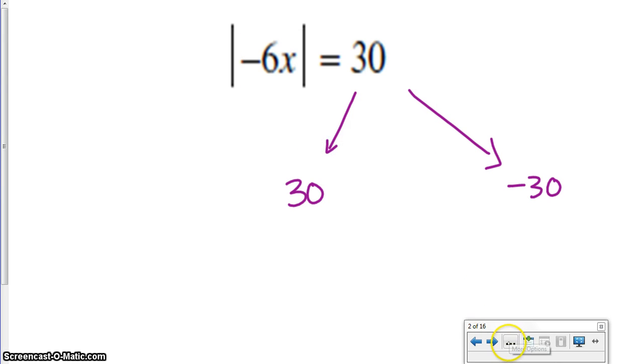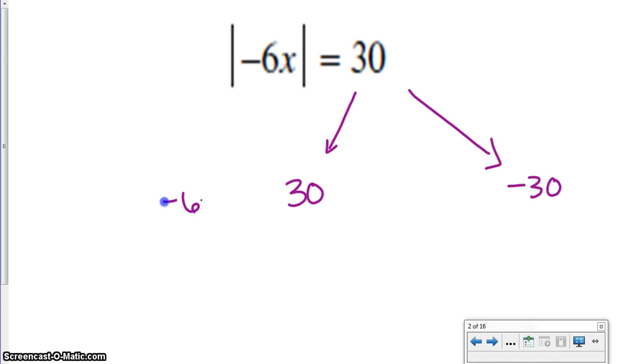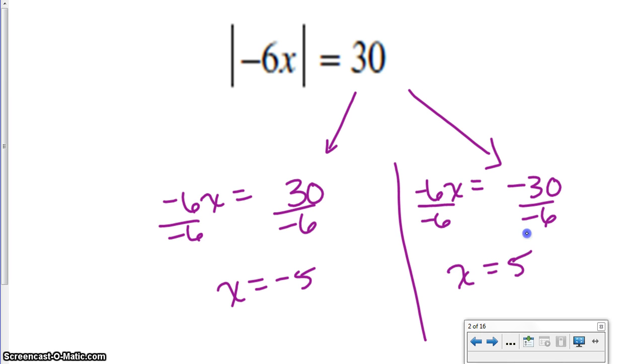Go ahead and set up the two equations. -6x is equal to 30, and the other one is -6x equal to -30. Divide both sides by -6, and you'll find that one thing that will make this true is x equal to -5. But the other thing that will make this true is x equal to +5. So there are two answers for this absolute value problem to be true.